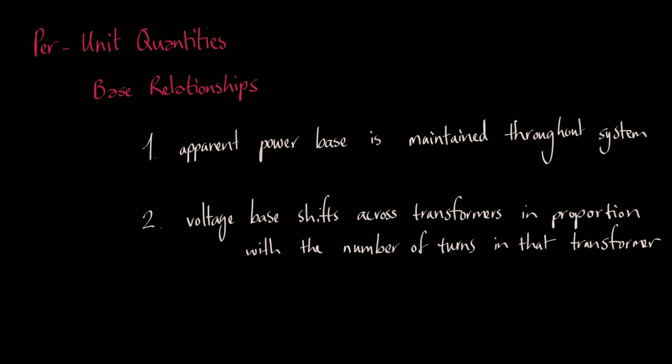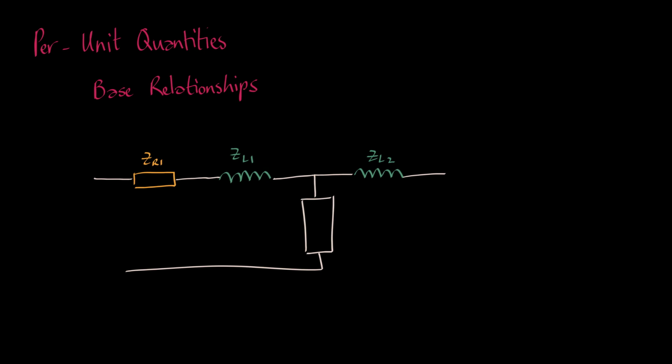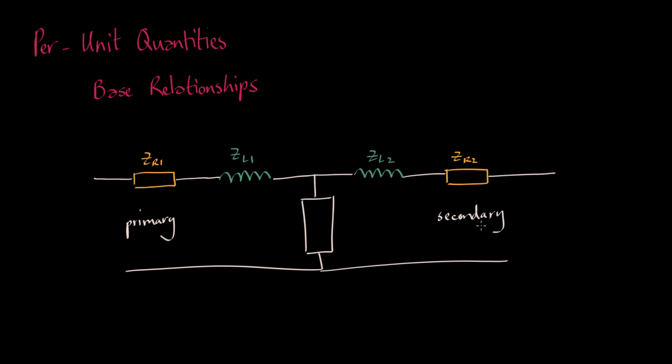Why would we do this? Well, for an ideal transformer, this per unit system removes the need to convert voltages from one side to the other. So if the system is at nominal voltage, this will be represented on both sides as 1 per unit, and we can avoid concerning ourselves with turn ratios.